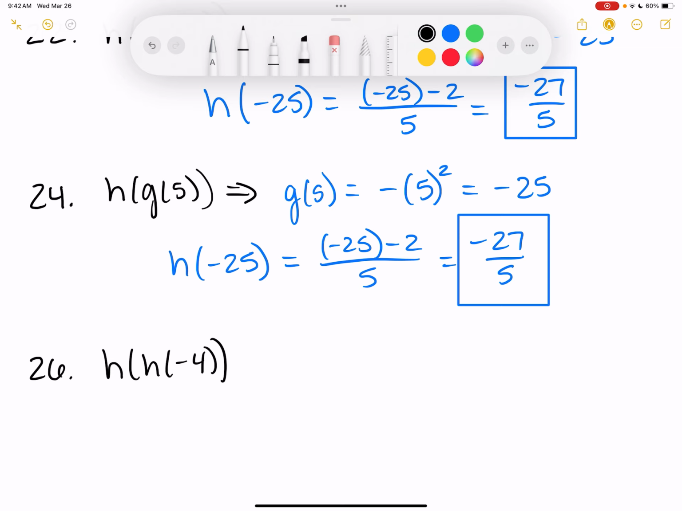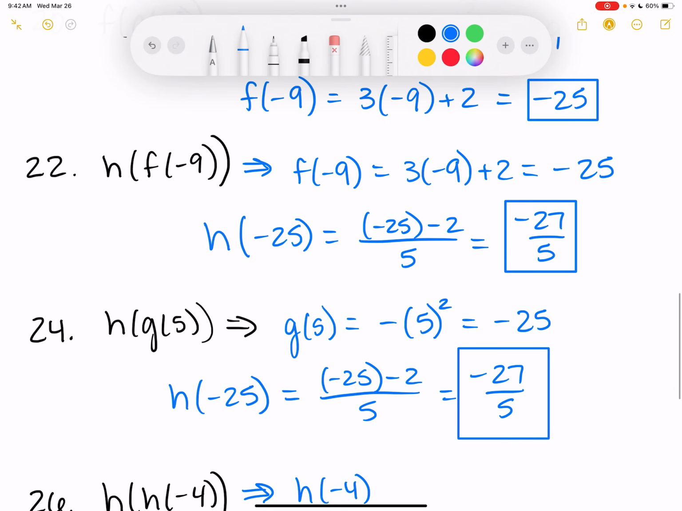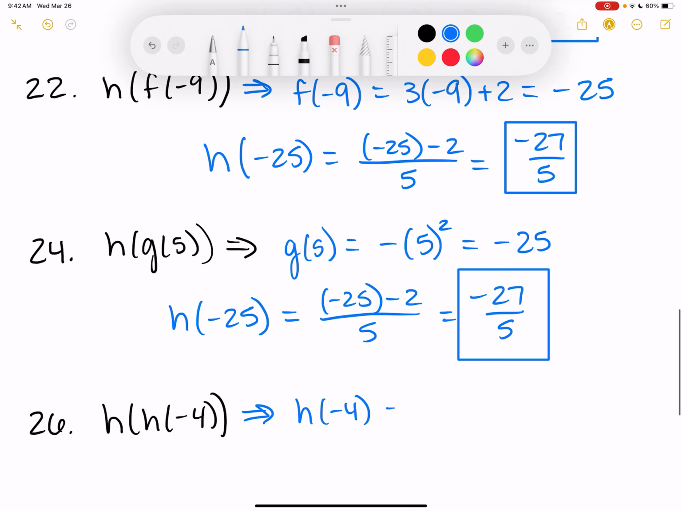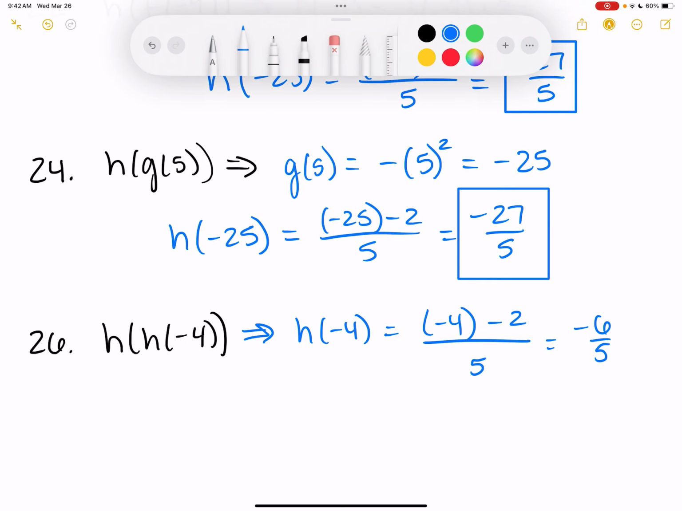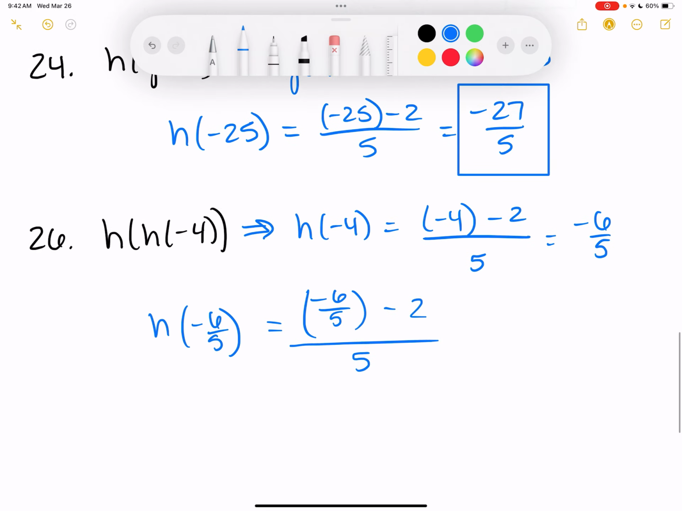Yep, h of negative 4, so I'm plugging negative 4 in. So I've got negative 4 minus 2 over 5. I can't see them on my screen anymore, so I have to keep scrolling and figuring out what's what. Negative 6 over 5. So now I have h of negative 6 over 5. So this is negative 6 over 5 minus 10 over 5. And then I'll do what Zach just said. Keep, change.